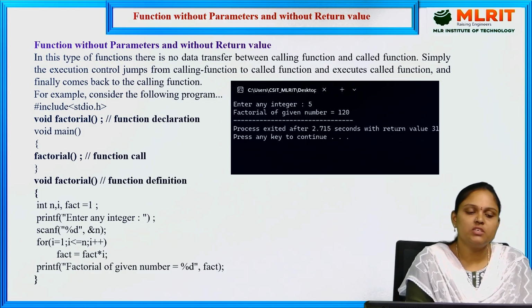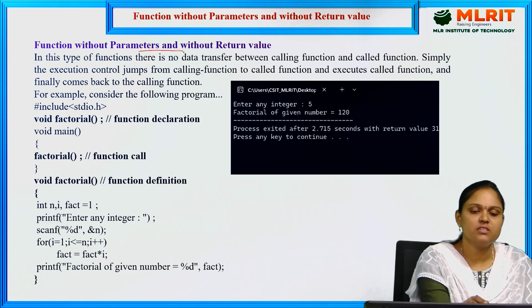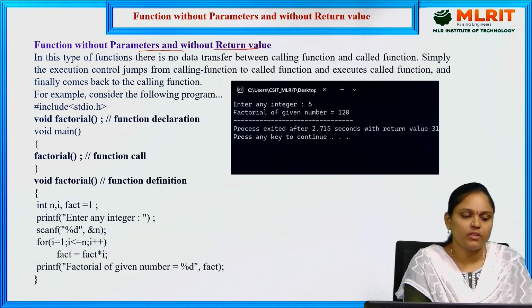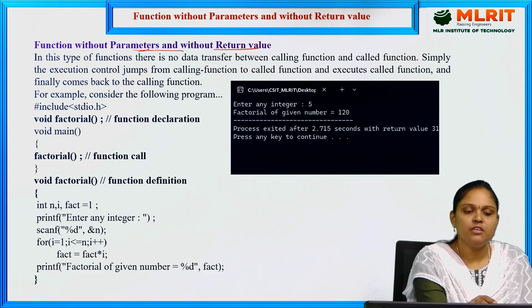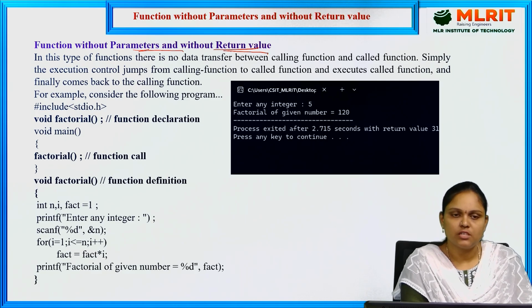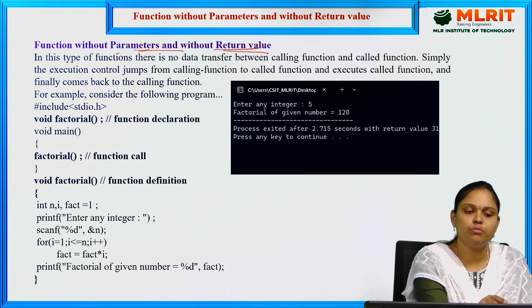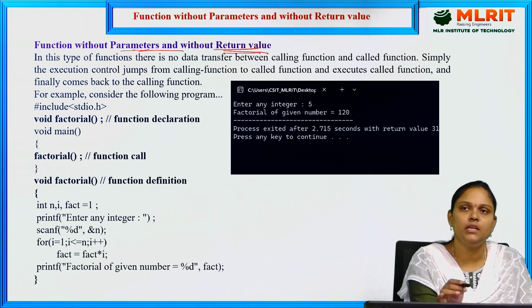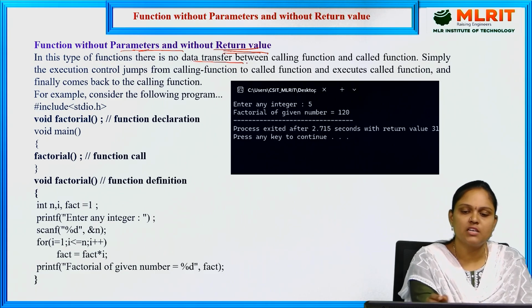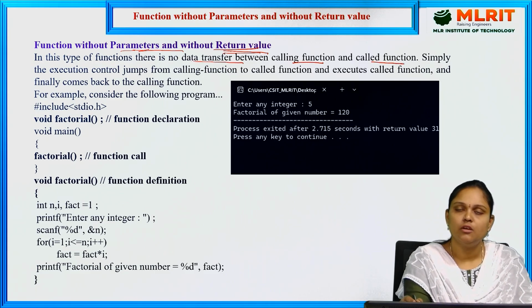So coming to the first category, the function without parameters and without a return type. In this function, we are not giving any parameters to the function, and also we are not getting any return type from that function. So just now we have seen that void fun. That function belongs to the same category. We are not giving any inputs to that function, and also we are not getting any output from that function.